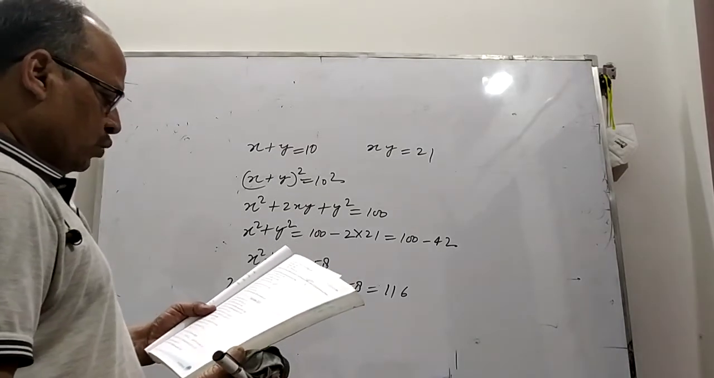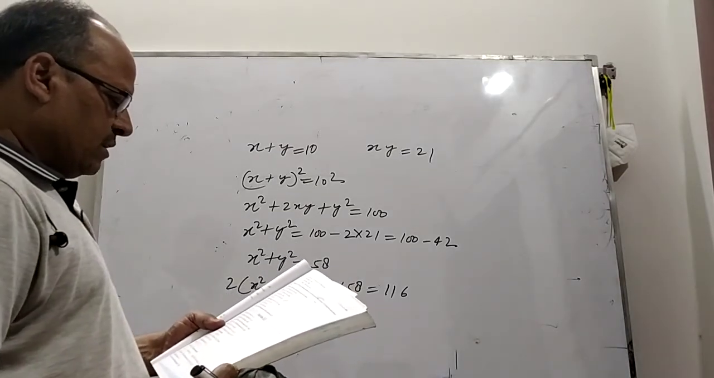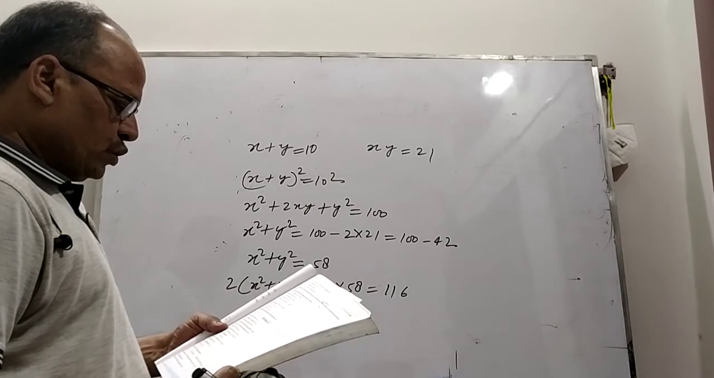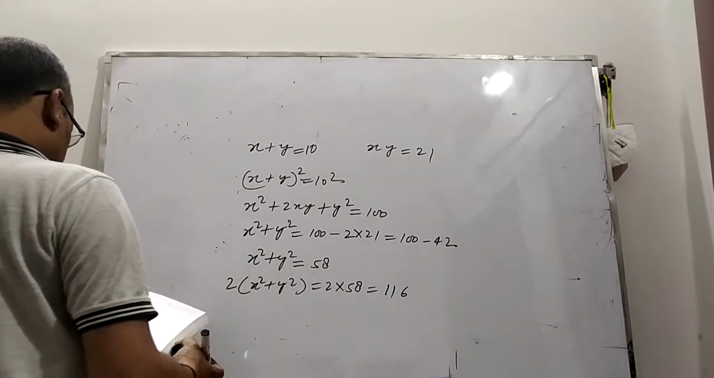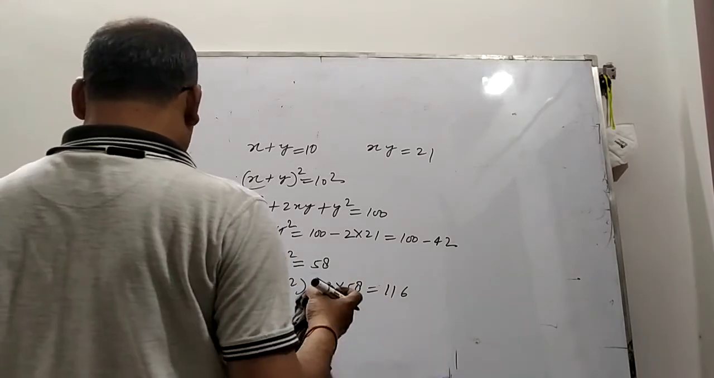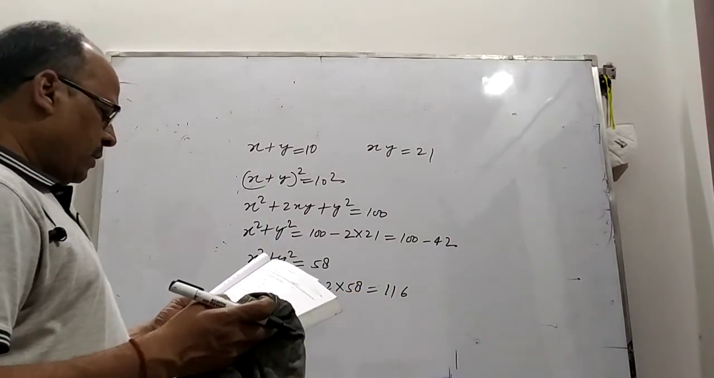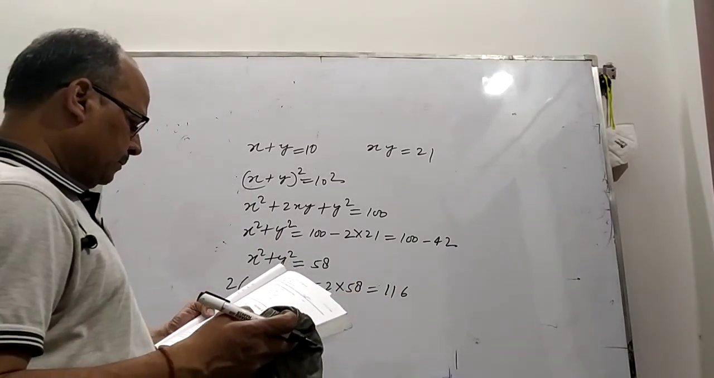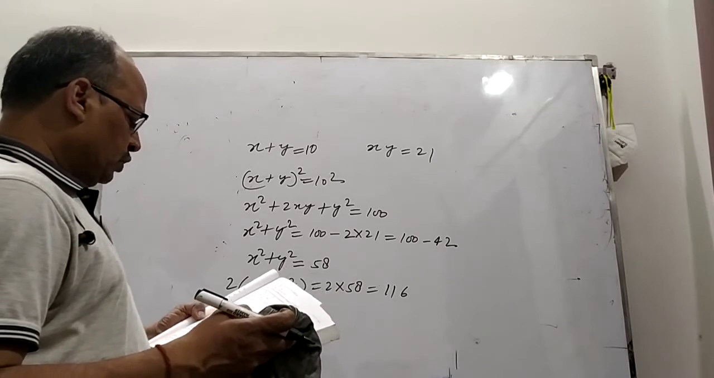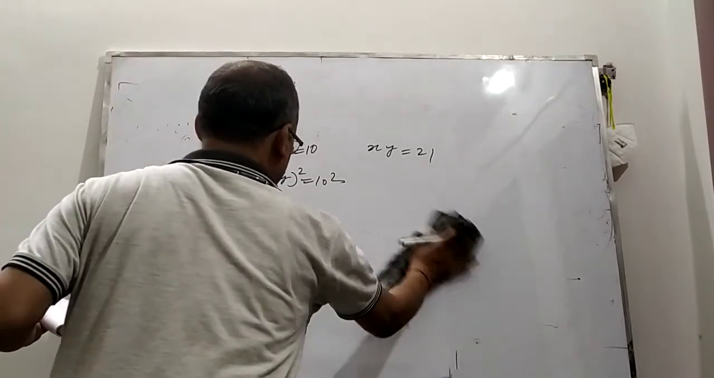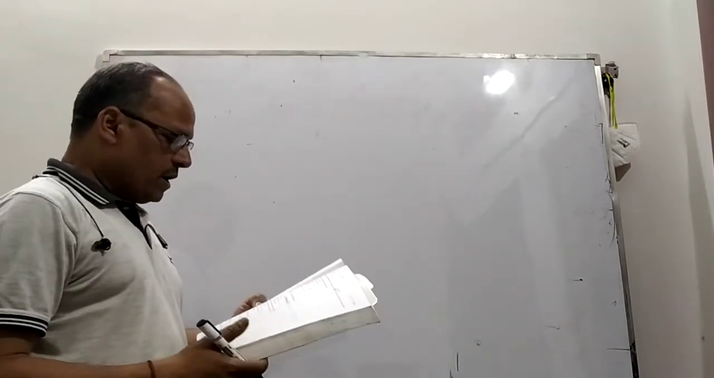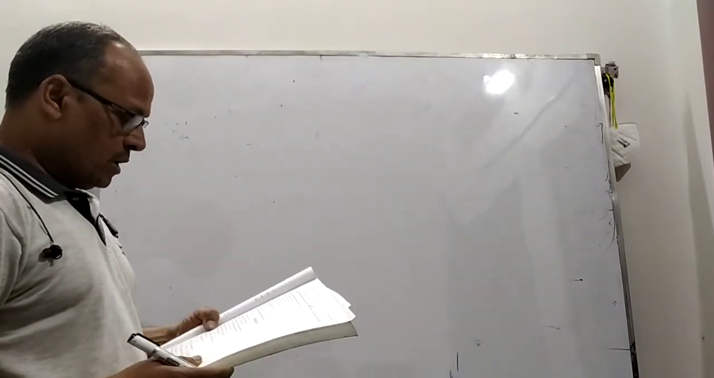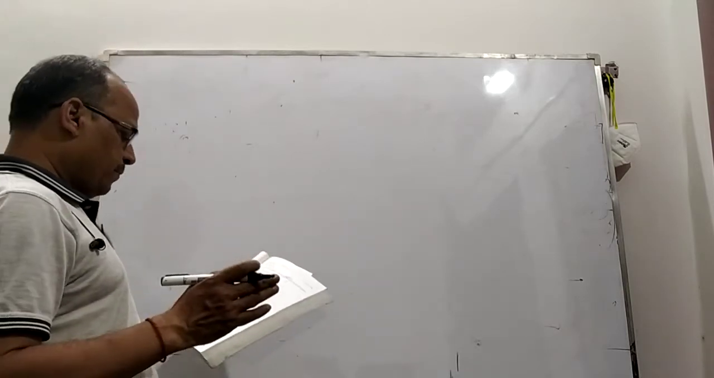Okay, so in this way you will try the third question, fourth question, and now see the fifth question. Fifth question already hint is given. See the question number 6 of this book. I don't know what number of your book. You see the questions.